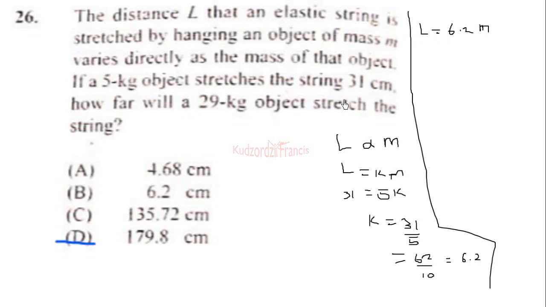Now we're given: how far will a 29 kg object stretch the string? So it means we're given m, and we want to find L. So L will be equal to 6.2 times 29, and that will be equal to 179.8 centimeters. So this answer is the correct one.